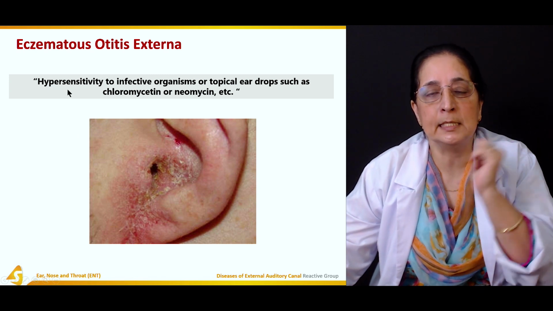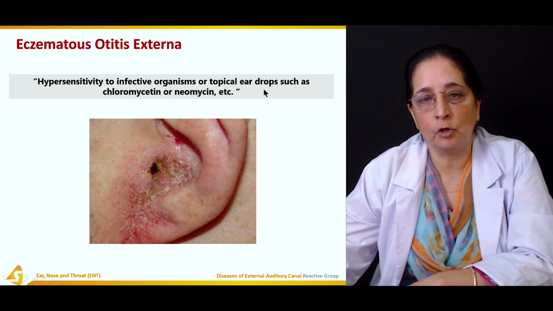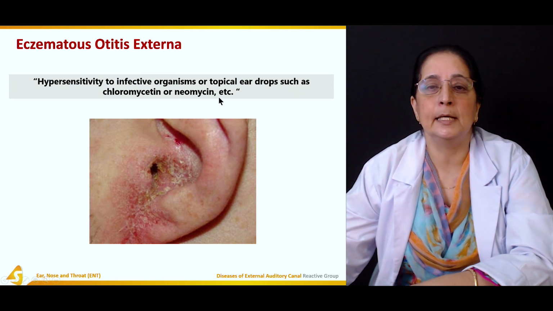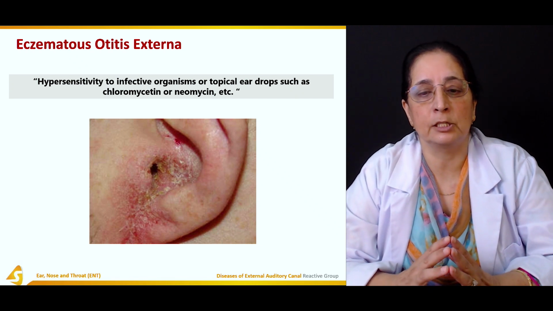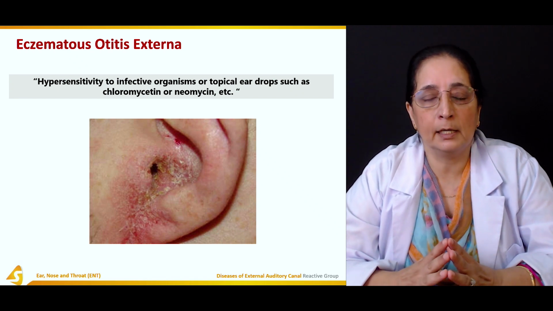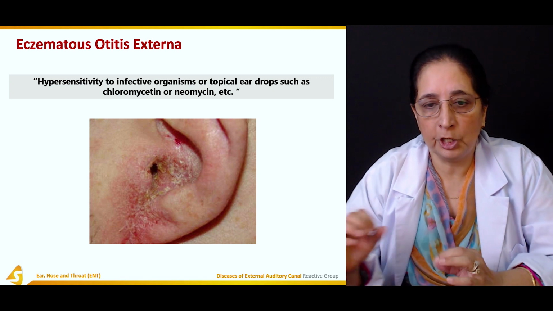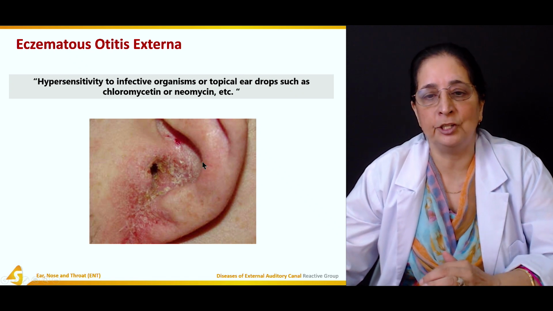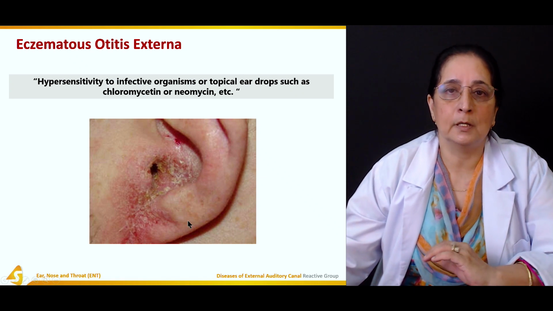So hypersensitivity to infective organisms or topical ear drops such as chloromycetin or neomycin, etc., can lead to eczematous otitis externa. So hypersensitivity of the skin to different things can lead to eczema. So there is itching and scaliness and dryness, and due to that itching, you can see there are also bleeding spots on the skin because it itches badly.